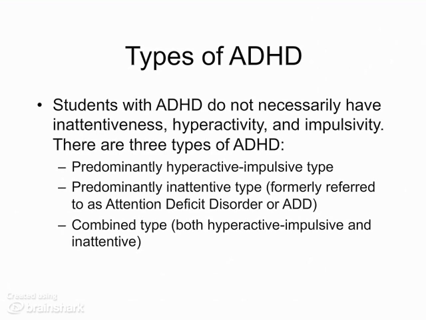There are 3 types of ADHD. The first type is the predominantly hyperactive impulsive type. The second type is the predominantly inattentive type. This was formerly referred to as ADD, or attention deficit disorder. And then there's the combined type, in which these students have both hyperactivity and impulsivity as well as inattentiveness.